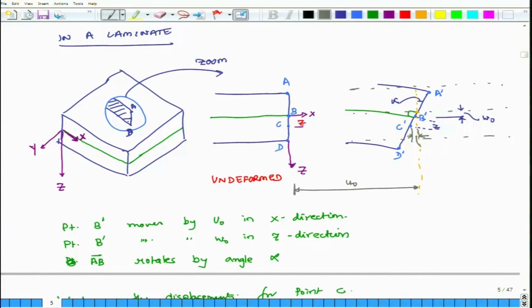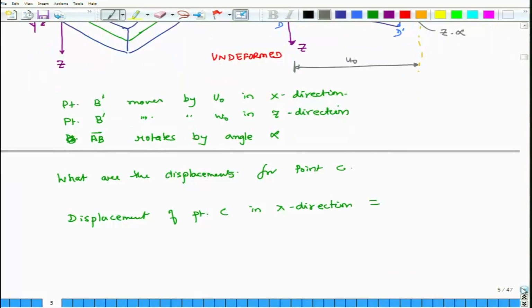And what is this distance? This is nothing but z times alpha, because this angle alpha is extremely small. So, if you compute, it will actually be z times sine of alpha, and sine of alpha is the same as alpha. So, it works out to z times alpha. So, the total displacement of point C is u naught minus z times alpha.